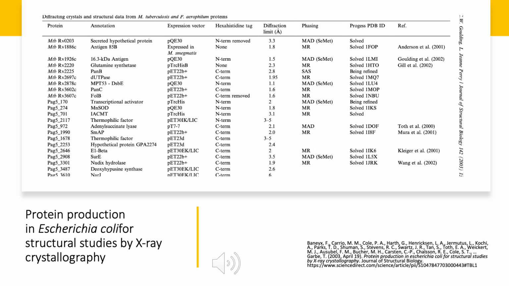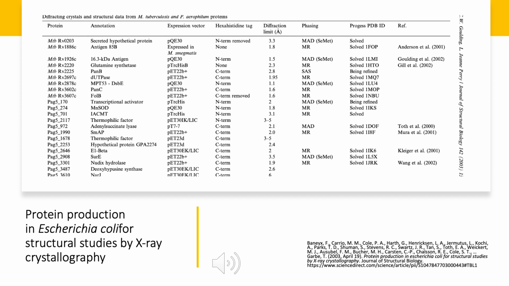This figure is one from a manuscript called Protein Production in E. coli for Structural Studies by X-ray Crystallography. This table represents diffracting crystals and structural data from M. tuberculosis and P. aeruginosa proteins.